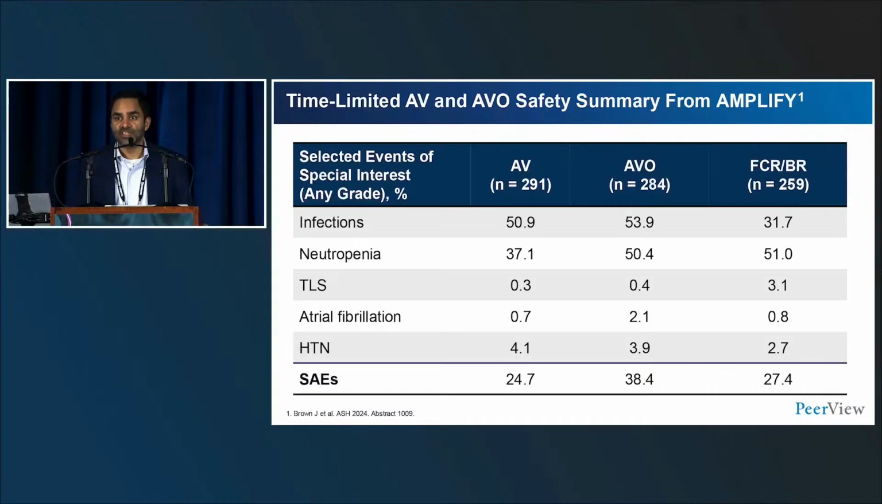In terms of safety, I think one of the things that's really important for us to reflect on is that when we use a triplet combination, the AVO combination, there is a cost to be paid for that. And that is mostly borne in the increased rate of neutropenia as well as infections. But I think otherwise, when we look at expected AEs that are associated with the class of either BTK inhibitors or BCL2 antagonists, we didn't see any major surprises. But this may be the biggest difference between these two arms, is the risk of infections does seem to increase with the addition of obinutuzumab.